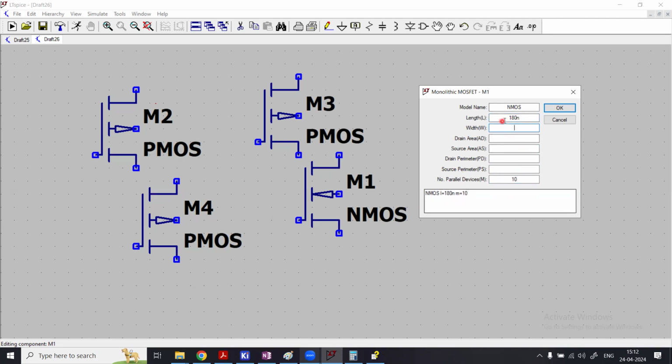It's all things are coming here. If you write like 500 nano, so that will come here. Okay, so this is how I define the parameter. But what about this AD, AS, PD, PS? Where to get these parameters?